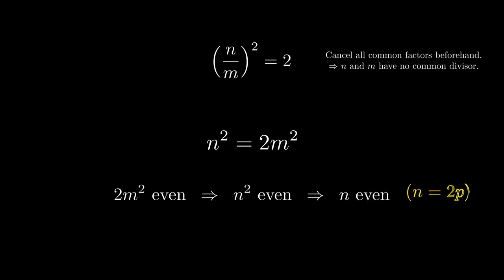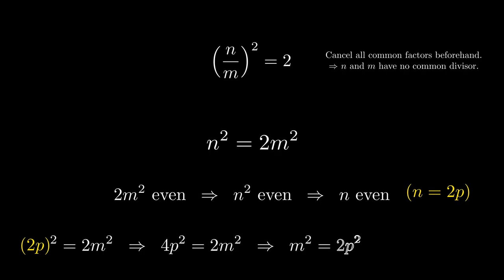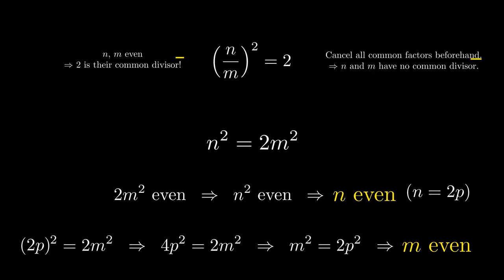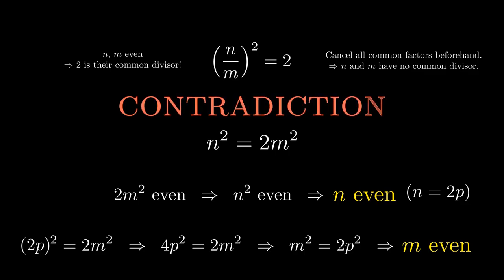So, let n equal 2 times p for some integer p, and substitute this in our main equation to get m squared equals 2 times p squared. But this is of exactly the same form as our original equation, and it similarly implies that m is even. But then, both integers, n and m, are even, which makes it impossible that they have no common factor, contrary to our initial assumption, since they are both divisible by 2. We have therefore reached a contradiction. Hence, it is impossible to find relatively prime integers, n and m, such that our equation is satisfied.